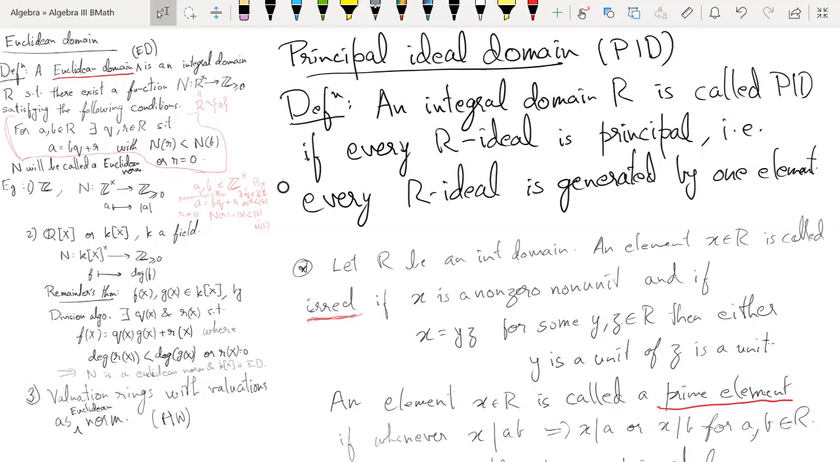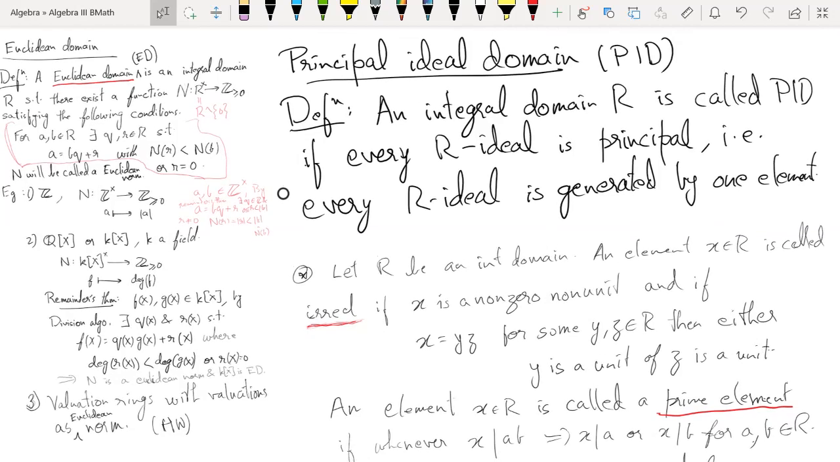So what is a principal ideal domain? An integral domain R is called a PID if every ideal is principal, which by the way means that the ideal is generated by one element. So an integral domain R is called a PID if every ideal is generated by one element.